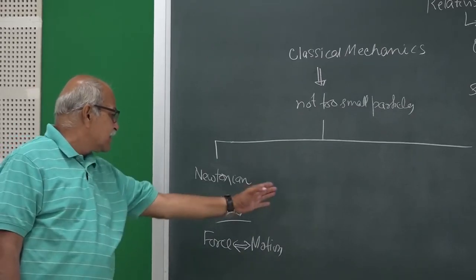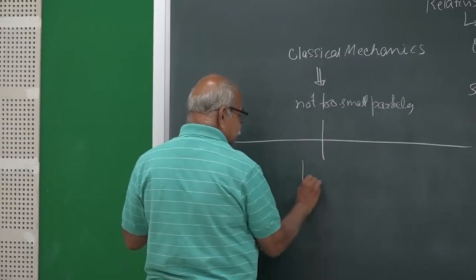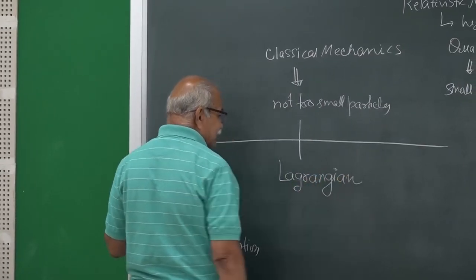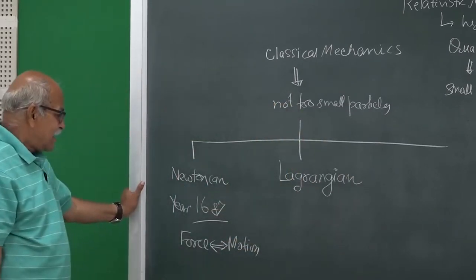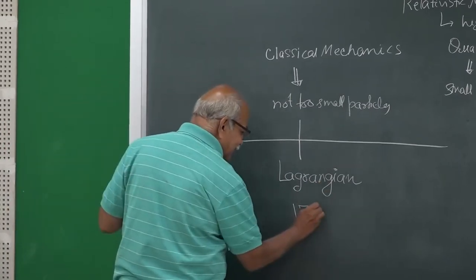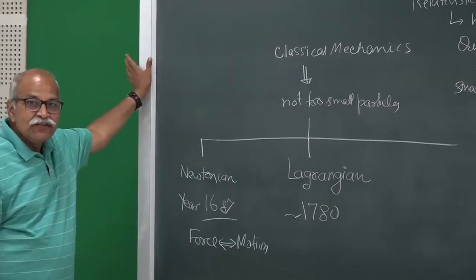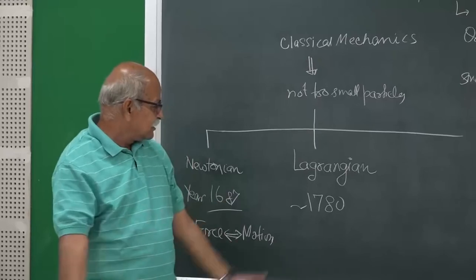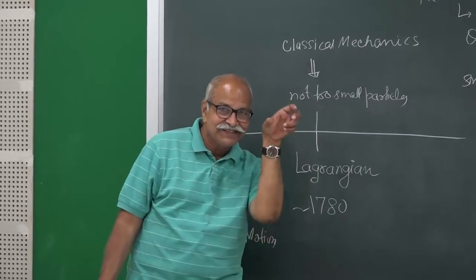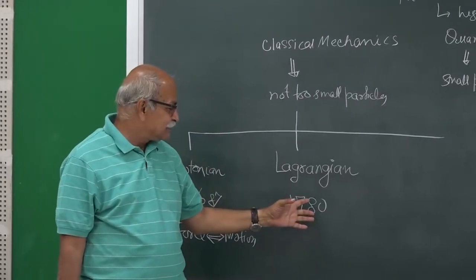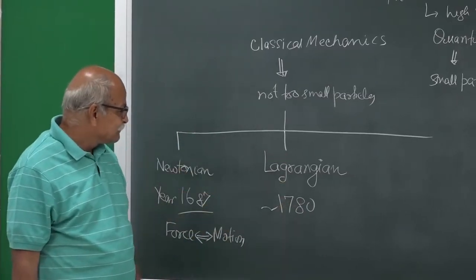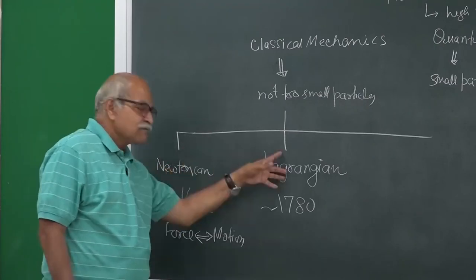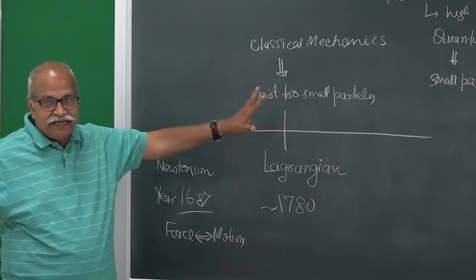Then about 100 years from there, you have another formulation of classical mechanics, which is called Lagrangian mechanics. The scientist was Lagrange, around the 1780s or so. He was basically a mathematician, and he developed a total branch of calculus where small variations are the key elements, and then some kind of least action principle and so forth. That is a mechanics equivalent to Newtonian mechanics, because you can always go from one to the other, but the entire formulation is very, very different.